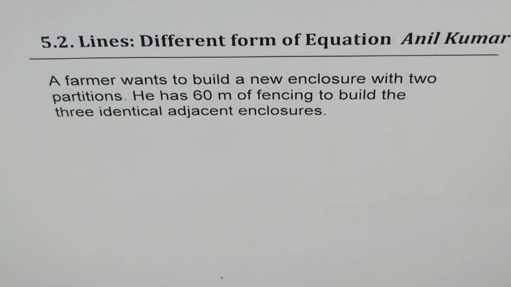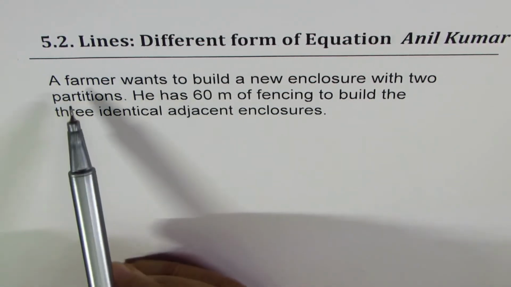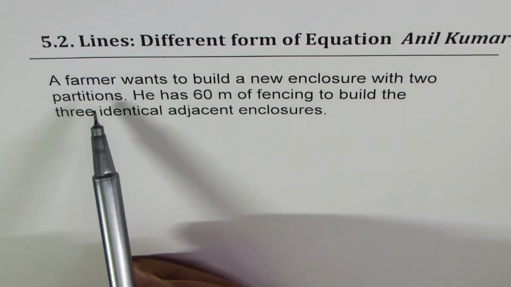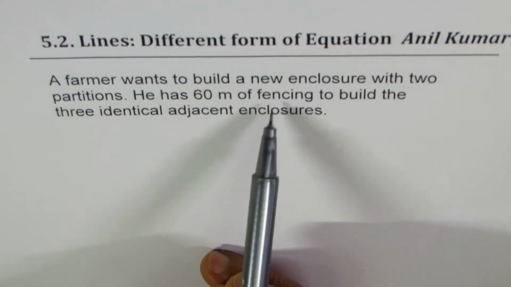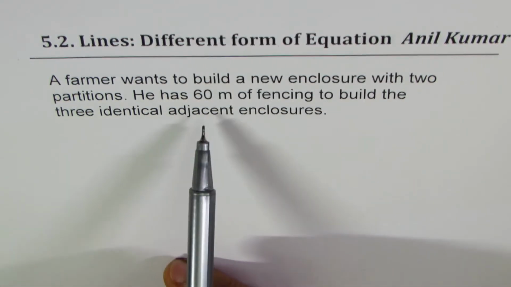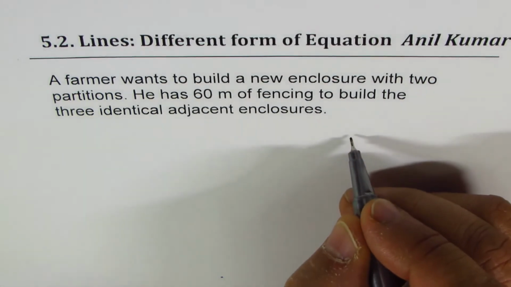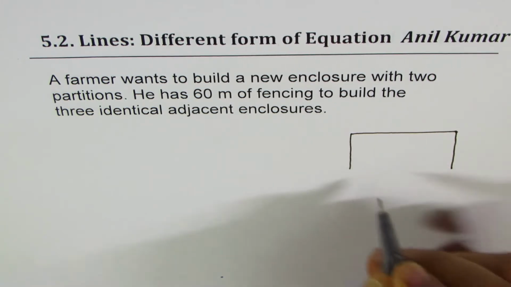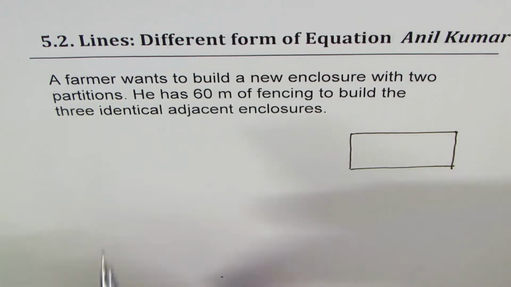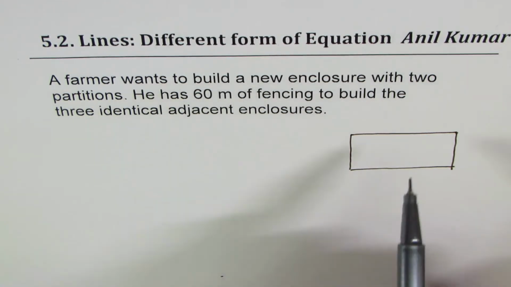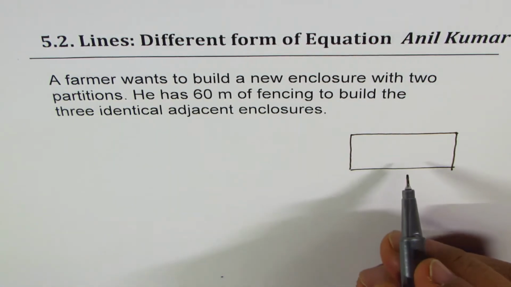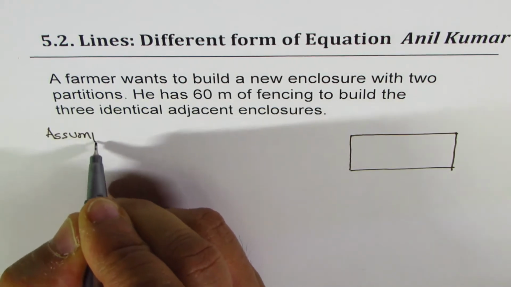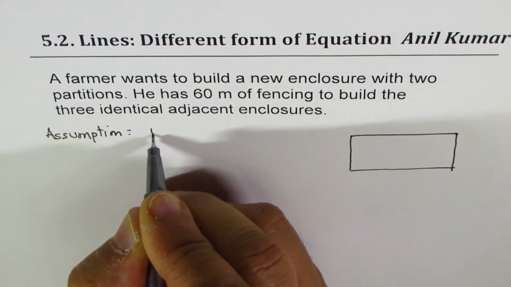Now let's explore the situation. Read the question once again. A farmer wants to build a new enclosure with 2 partitions. He has 60 meters of fencing to build the 3 identical adjacent enclosures, right? This is a very interesting and common question, and it teaches you many concepts. 1. A farmer wants to build a new enclosure. We are assuming that to be rectangular, right? So our assumption here is rectangular.